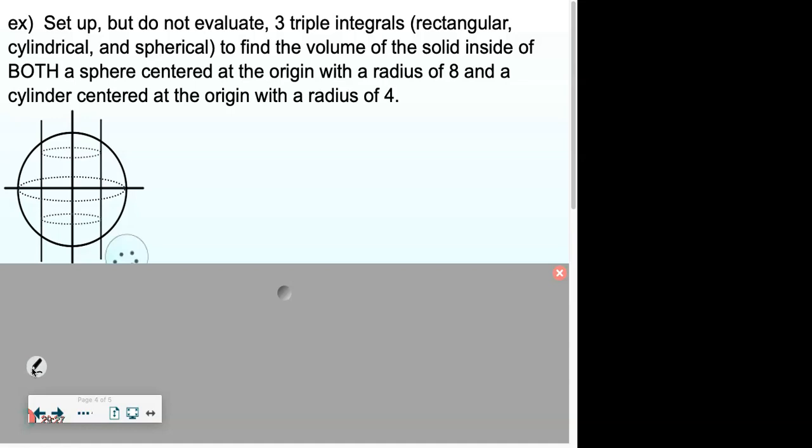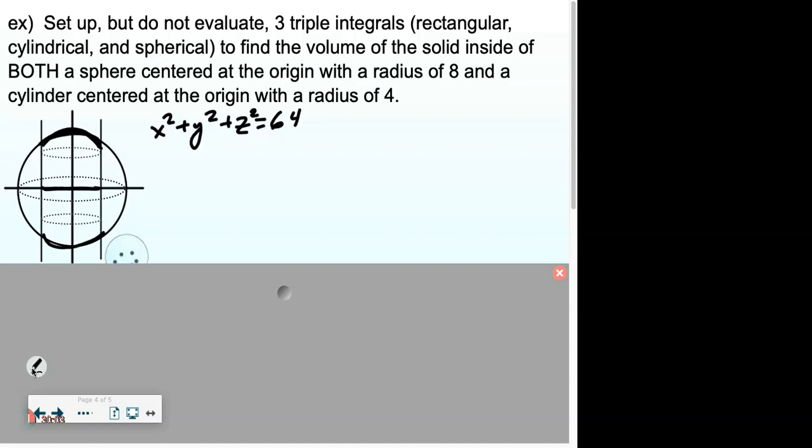All right, so for our rectangular, first we need the equation of the sphere, right? The equation of a sphere with radius 8, we all know, is x squared plus y squared plus z squared equals 64. So z is plus or minus the square root of 64 minus x squared minus y squared. You could do your z going negative to positive of those roots, or you could go 0 to the positive root and double it. Is everyone comfortable with the z, either way?